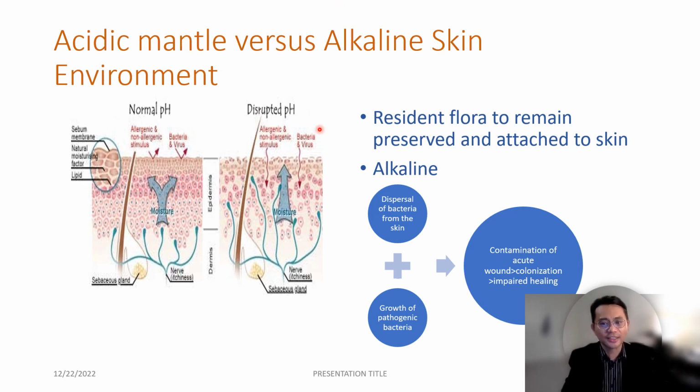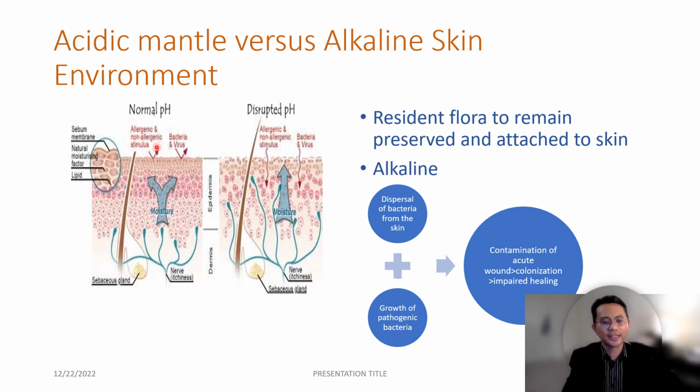When they are critically colonized, even though there are no signs and symptoms of infection, sometimes the wound will not show any sign of healing. It is reported in the literature that bacterial colonization may contribute to a shift toward an alkaline pH, and pathogenic bacteria prefer to grow in a high pH environment. So that is the importance of having an acidic mantle versus an alkaline skin environment.